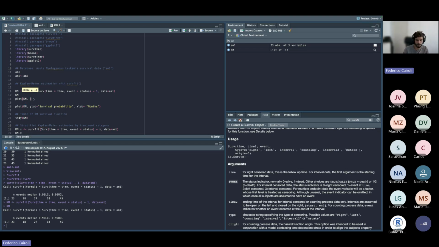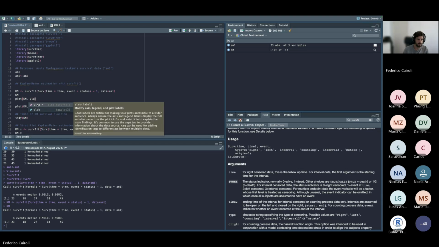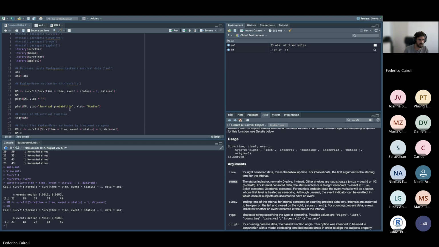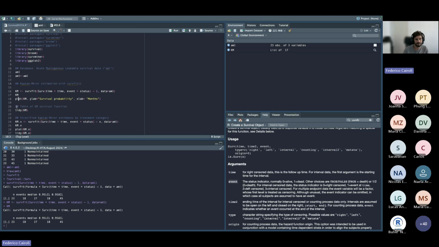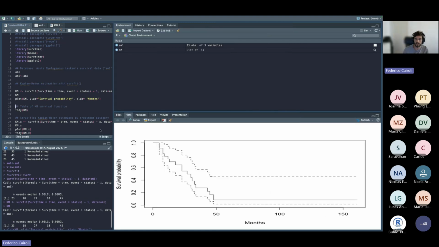And then we can add, for example, Y label names. We open comma and we put, for example, survival probability. And then X label, in this case, time in months. So we put month. So I just replicate this specific function that we have below. So we run it, and we are going to see.